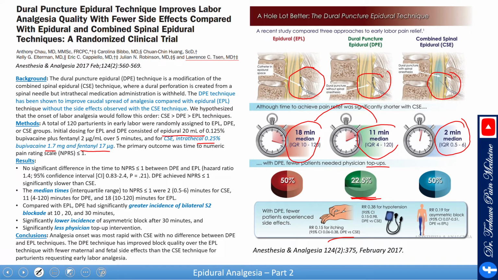Especially, let's say you are doing a labor epidural and the patient is close to stage 2 and you really want a quick, strong analgesia, then I would go with the combined spinal epidural. But if the patient is not yet there, or you are doing it for a surgical patient, the dural puncture epidural might be a better choice than the classic epidural.